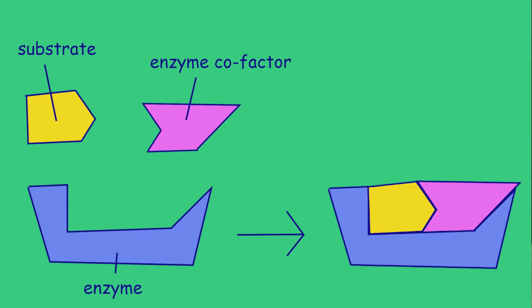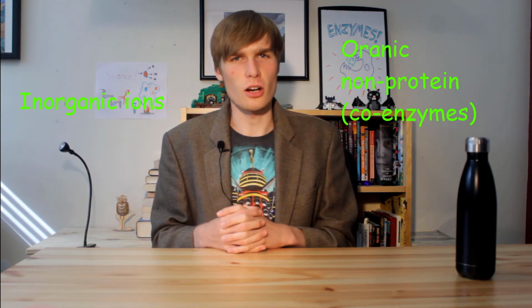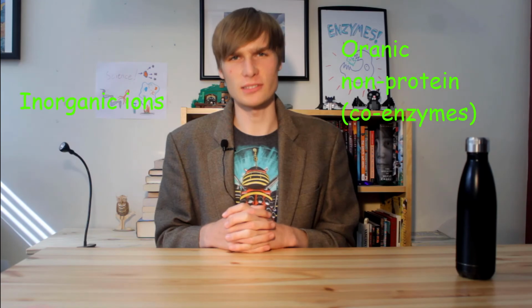Some enzymes need a helping hand to do their job. Cofactors will help bind to an enzyme, allowing it to effectively manipulate its desired substrate. It's like having to get someone else's thumb if you wanted to pick something up. There are two types of cofactors: inorganic ions and organic non-protein cofactors, also known as coenzymes.